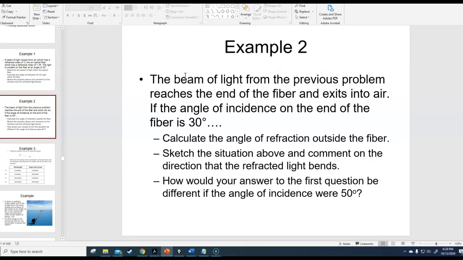We will talk about example 2 in the next time I see you guys, but for now you should be able to do problems involving refraction on your practice worksheet.